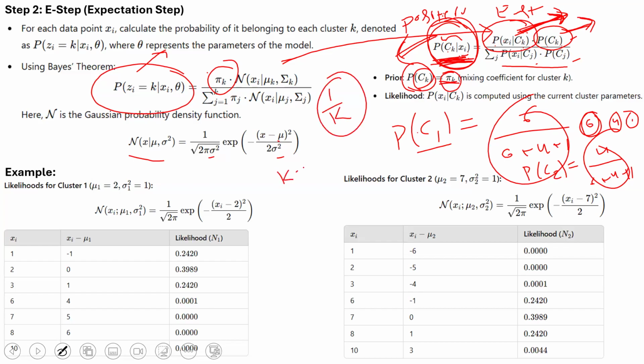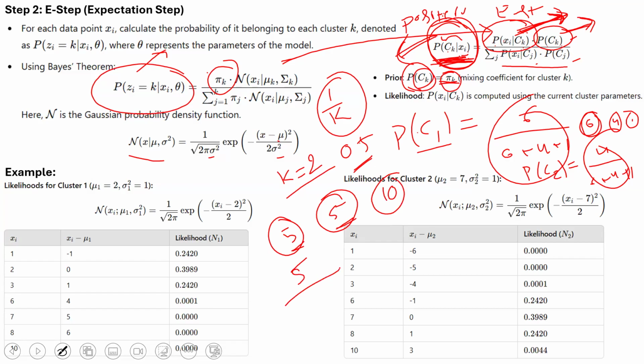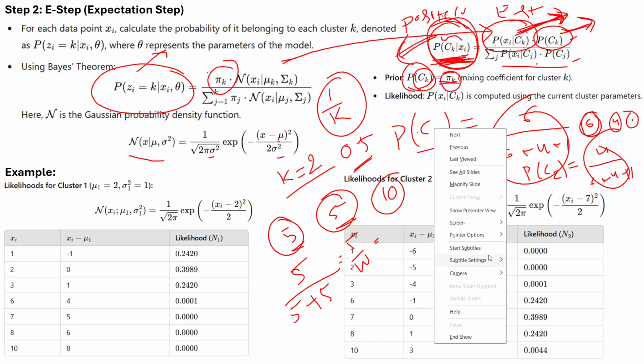That means when k is equal to 2, it is 0.5. We are taking each cluster as having an equal number of points, 5 and 5. Let's suppose we have a total number of points as 10, and each cluster has 5 points. So this prior probability is nothing but 5 by 5 plus 5, which is 5 by 10, which is 1 by 2, that is 0.5. That is why the prior probability is nothing but the mixing coefficient.